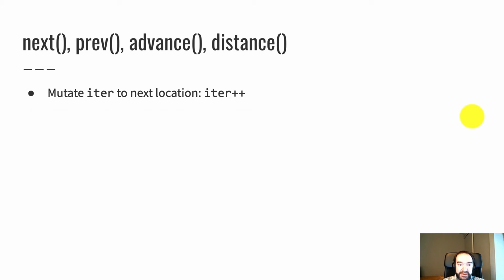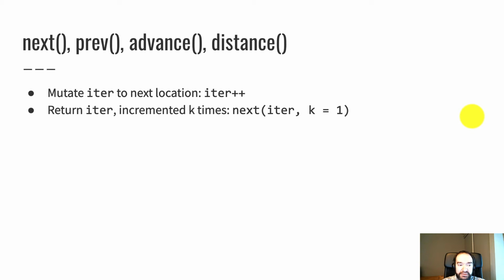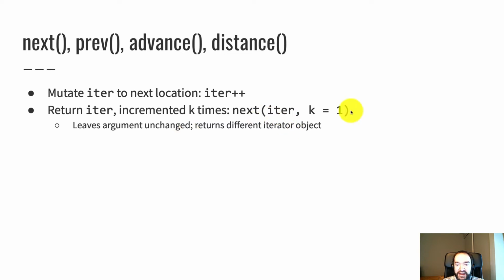That's iter++. There's an alternative, which is this function called next. And what next does is it is a function of two arguments. It takes an iterator object and a number of steps you wish to take, and it returns iter incremented k times. This is not mutable. So it does not mutate iter. It leaves iter unchanged. It creates a new iterator at this new location. It basically does plus plus to iter k times. It leaves the iter alone, though, and returns you a new iterator that's at that location.